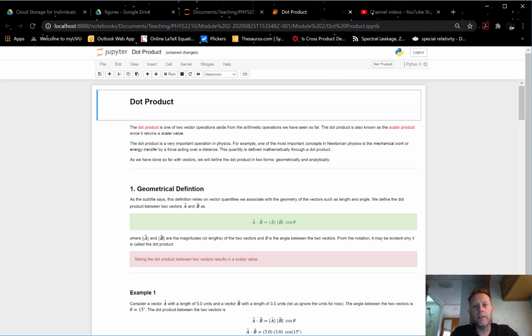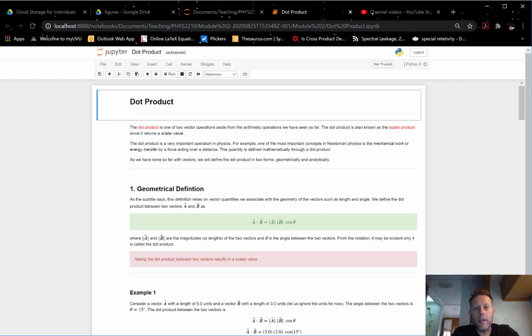So the geometrical definition of a dot product: the name comes from the fact that we're using quantities associated with the geometry of the vectors to calculate it. For example, the dot product between two vectors A and B is read as A dot B, hence the name of the dot product. So the dot product name comes from the symbol that we use to represent it in math.